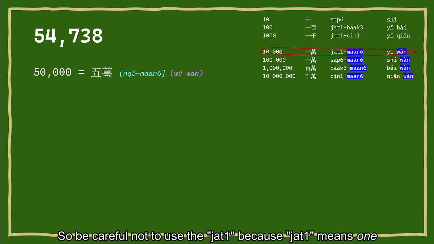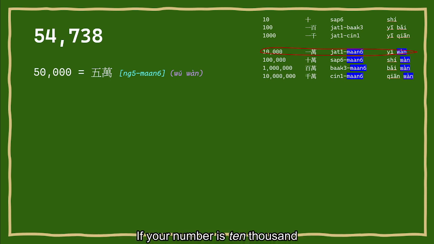So be careful not to use yat, because yat means 1. If your number is 10,000, you can use 1 man, but here it's man, 1.